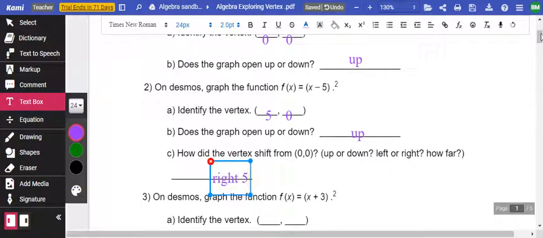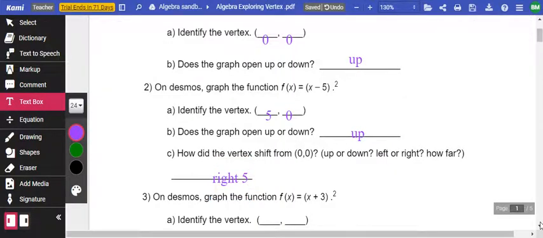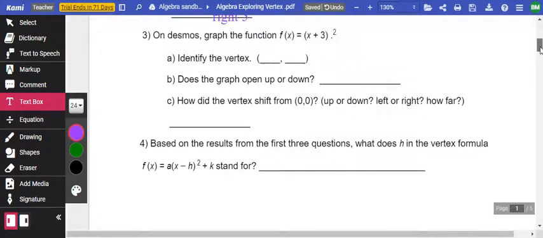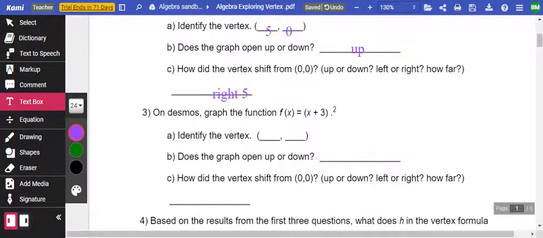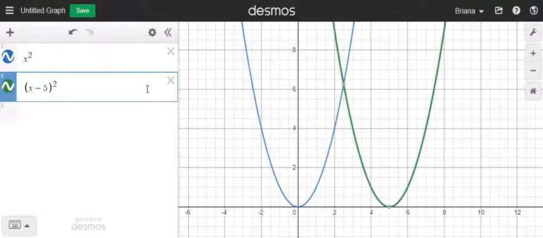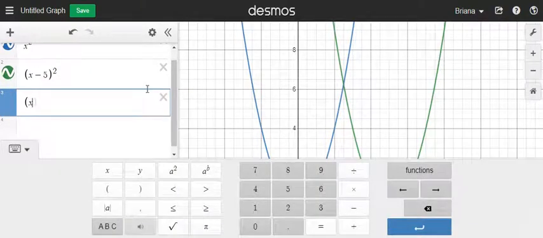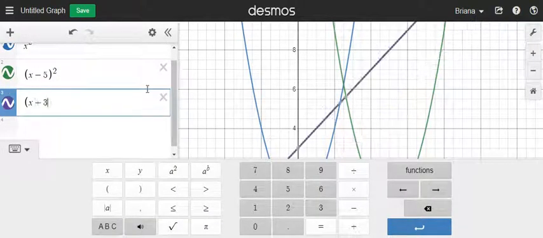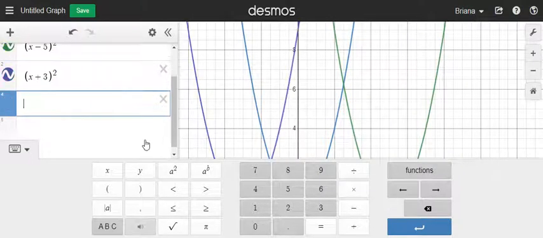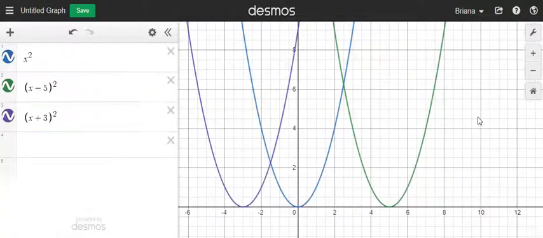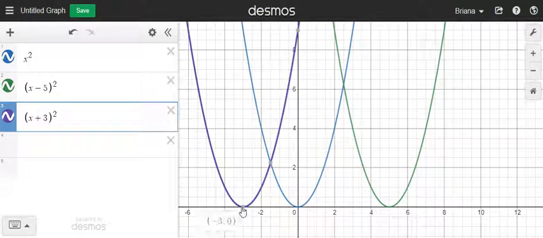Okay, now we're going to do another one. We are going to look at x plus 3 squared. I am just going to do another one because I like looking at them side by side. I'm going to do x plus 3 squared, and I've got this purple one now. I've got my vertex right here, which is negative 3, 0.